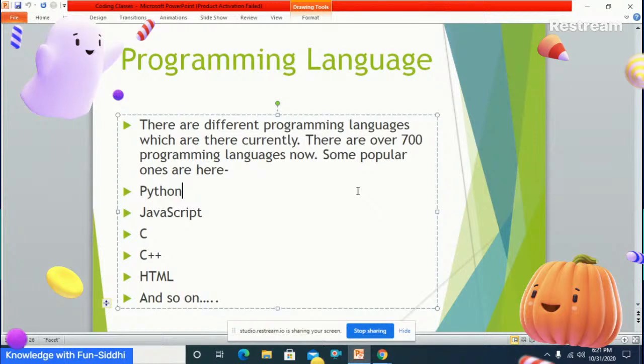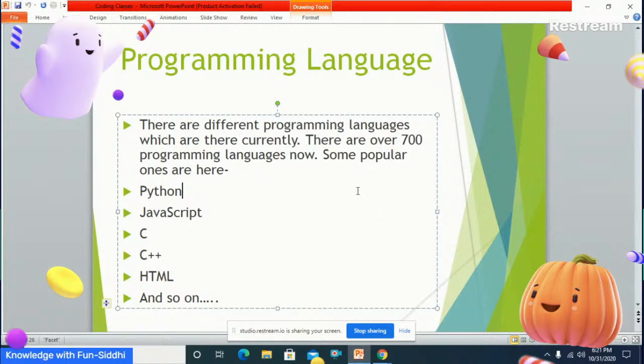Okay, so Plucky Anand has commented that it is PHP. Okay, very good. Scratch, very good. Yeah, Scratch is also a programming language. Any other? Okay, leave it.